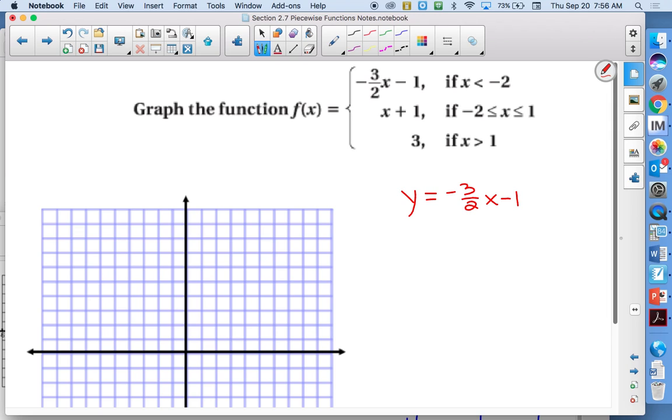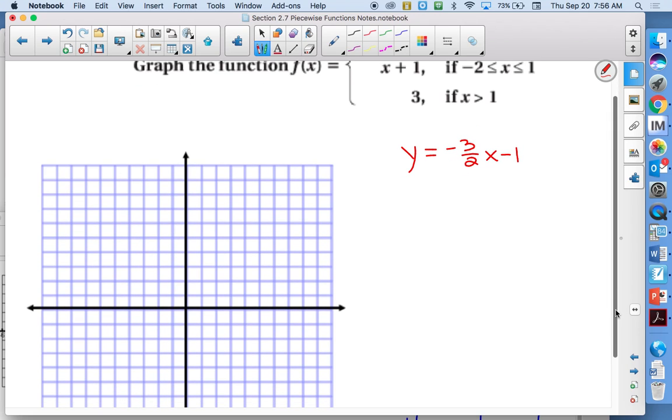Julia? Negative 1 is the y-intercept. And the slope is negative 3 over 2. So how would you move with that slope? You go down 3 and then right 2. Good. So you could go down 3, right 2, or we could go up 3 and backwards 2.